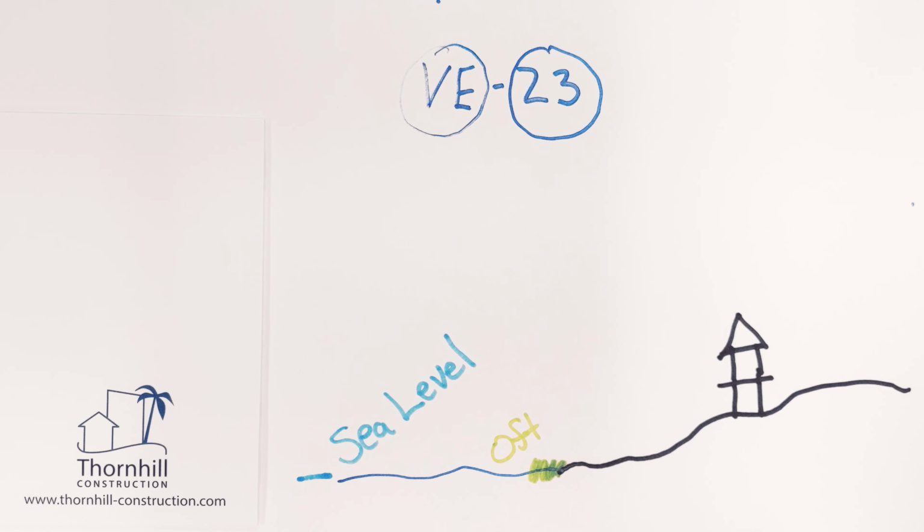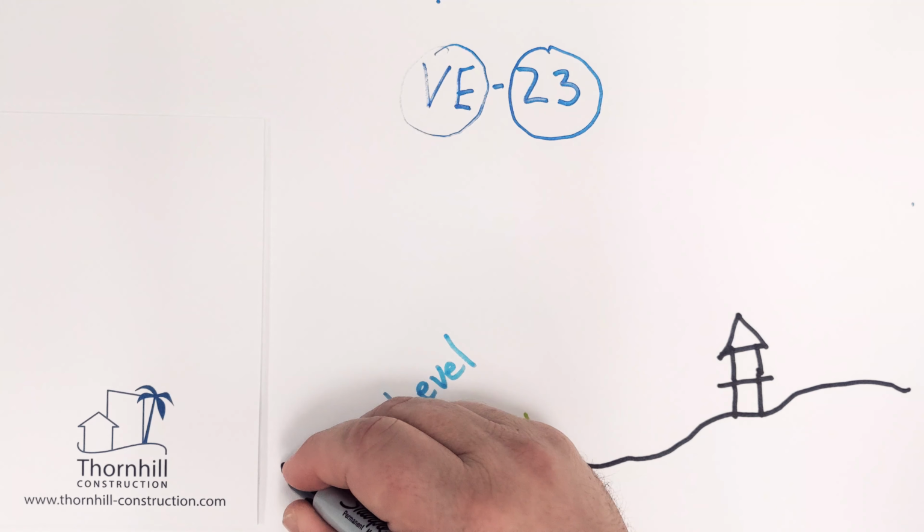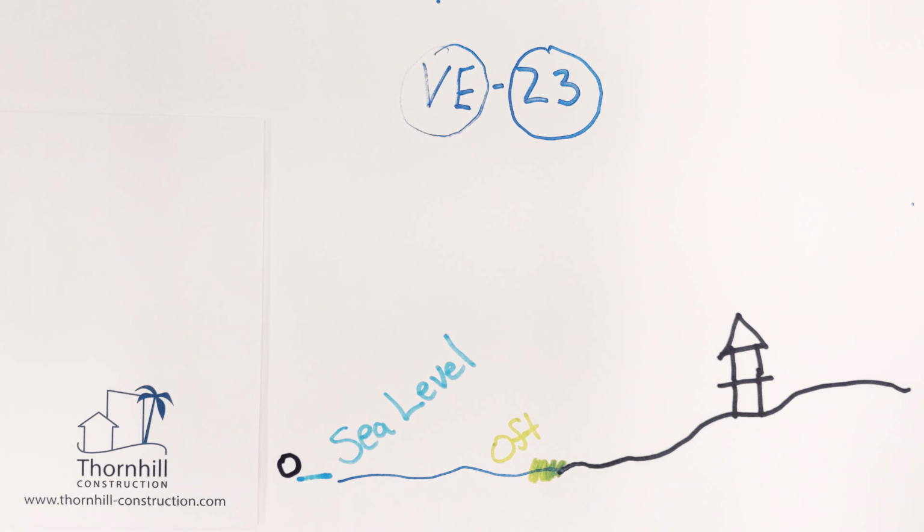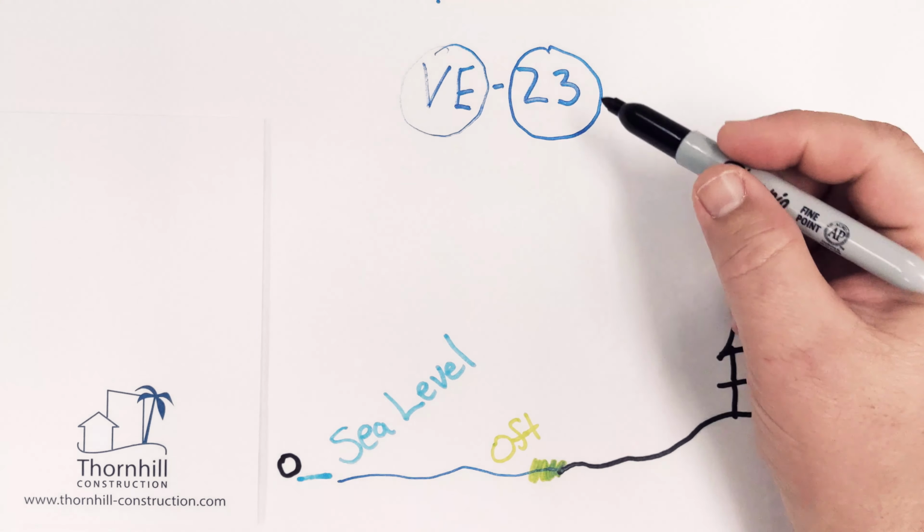Obviously, tide changes it a little bit daily, but pretty much where the water meets the land is always the same. So if you want to put a mark and call that 0, that is base flood elevation 0. That's where the water is meeting the shore, and our real estate begins. So 0 feet, sea level.